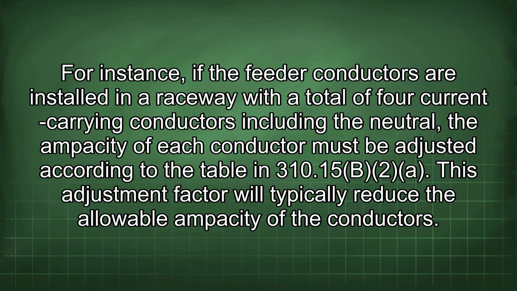For instance, if the feeder conductors are installed in a raceway with a total of four current-carrying conductors including the neutral, the ampacity of each conductor must be adjusted according to the table in 310.15(B)(2). This adjustment factor will typically reduce the allowable ampacity of the conductors.